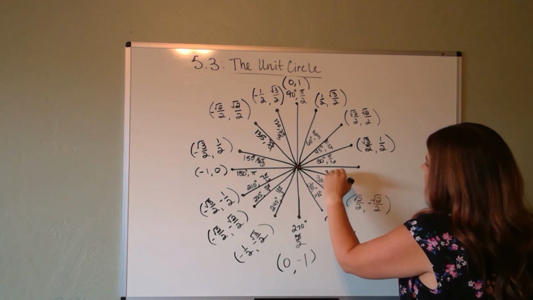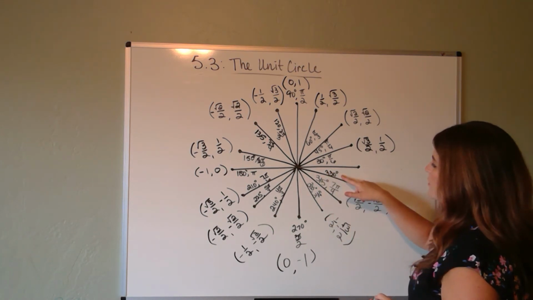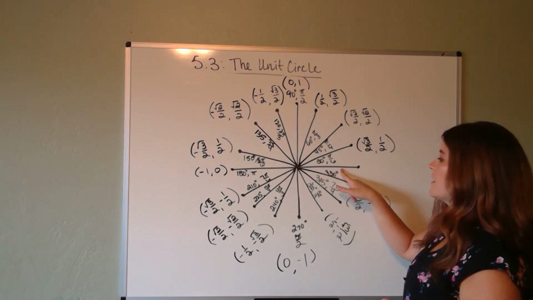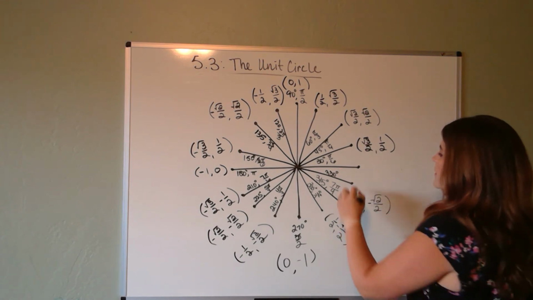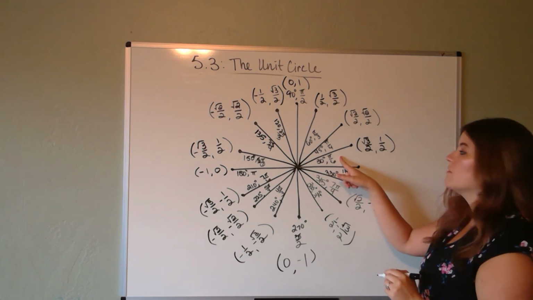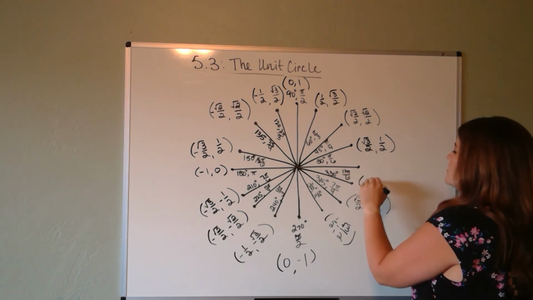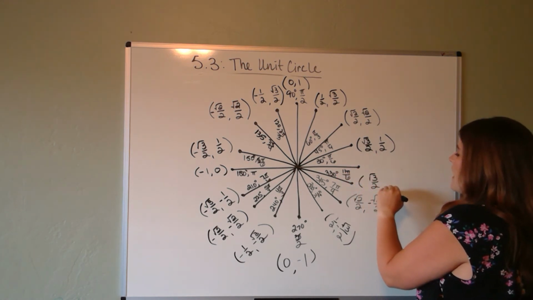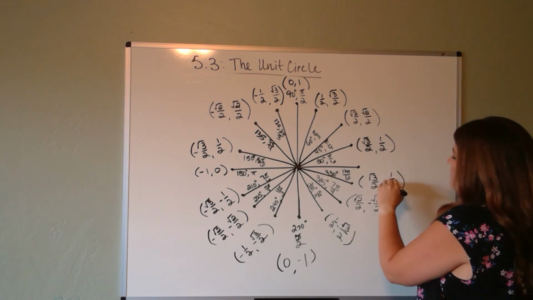This is 330. It's 30 degrees away from the x-axis. Or it's also 11 pi over 6, so you know it references the pi over 6. Its coordinates will be root 3 over 2 and 1/2, with the y value being negative.